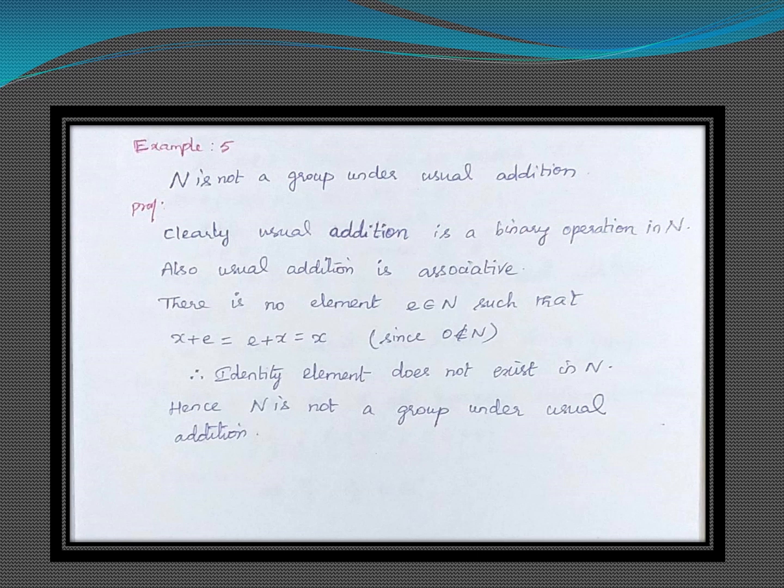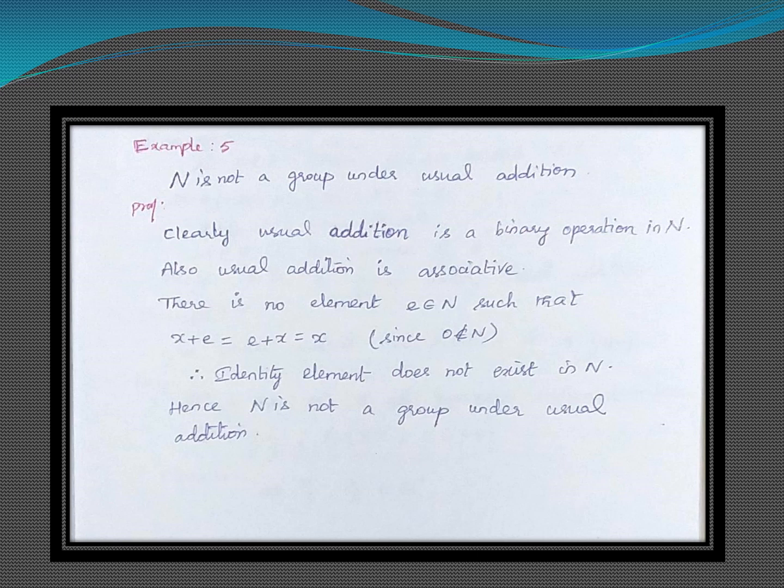Then, example 5. N is not a group under usual addition. Here N is the set of all natural numbers, N equal to the set of all 1, 2, 3, etc. Now we are going to prove this N is not a group under usual addition.